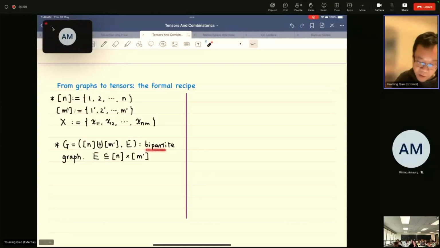So this is the bipartite graph. And this is the vertex set of the bipartite graph. And the edge set will be simply a subset of the Cartesian product of the set n and the set n prime. So this is what we talk about when we talk about bipartite graphs in this lecture. So the point is that the vertex set are already labeled as such, and the edge set is just a subset of the Cartesian product of 2 sets. Okay?